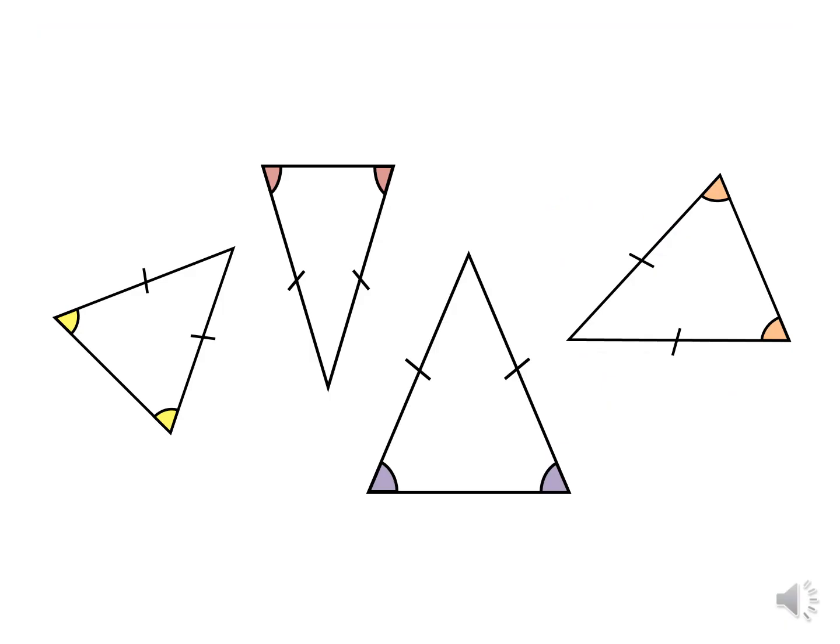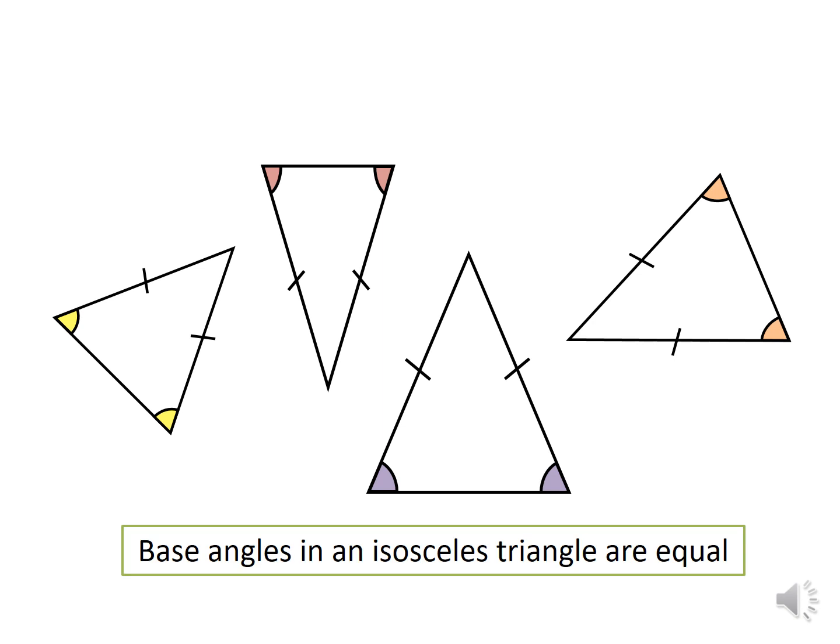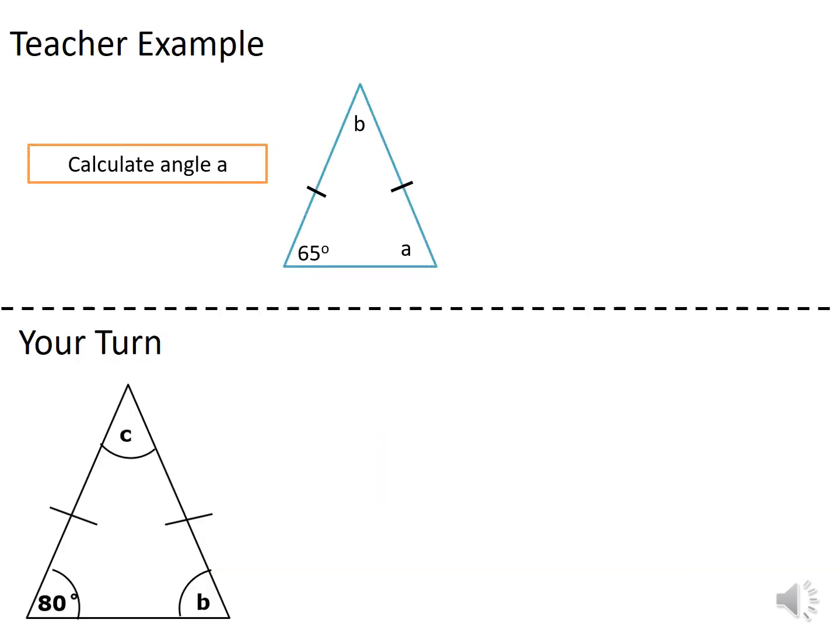Now, as we discussed in the previous lesson, two of the sides of an isosceles triangle are equal, and because of that the base angles would always also be the same value. The information that we wrote down in the previous lesson was that base angles in an isosceles triangle are equal. Okay, so to start off with, I'm going to show you an example and then you can have a go at one. So we want to work out angle A.